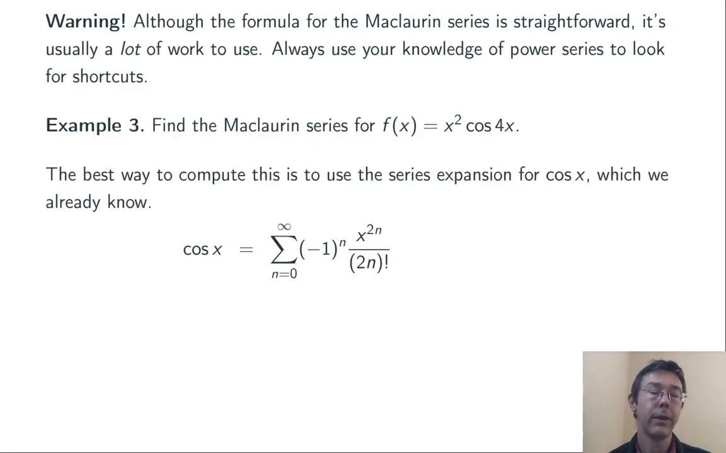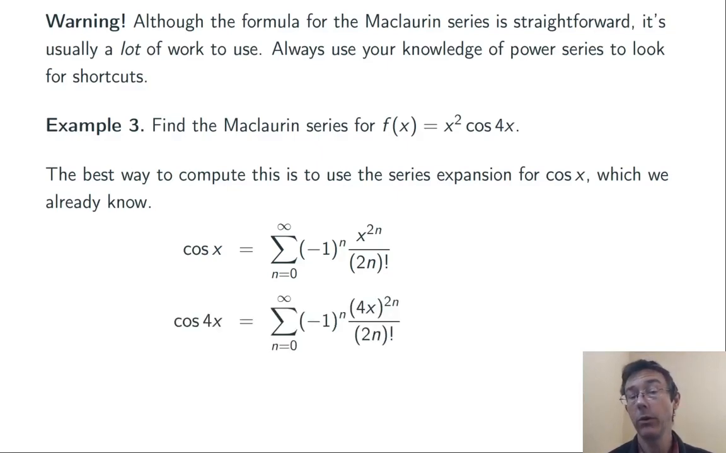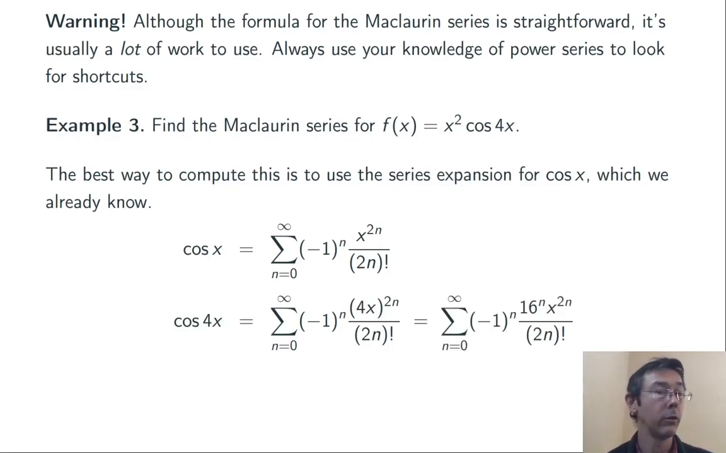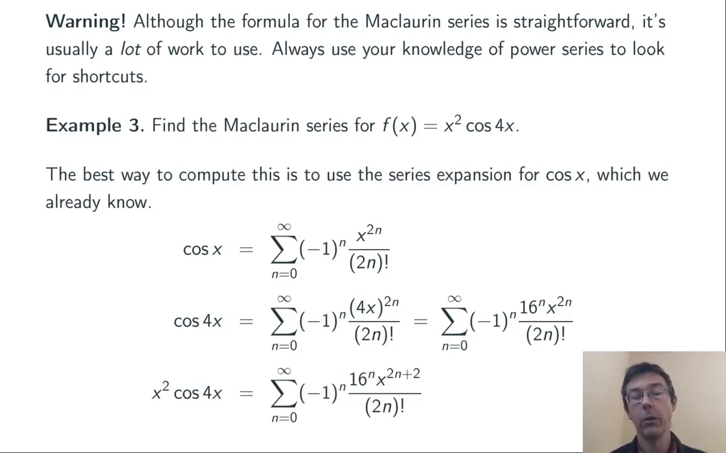Instead, let's use the fact that we know the Maclaurin series for cosine of x already. Here it is. Let's take out x and replace it with 4x and simplify that a little bit. So this is the Maclaurin series for cosine of 4x. Now I want to multiply by x squared. That means on the right-hand side, increasing the power of x by 2, hence the x to the 2n plus 2. There's the Maclaurin series for x squared cosine of 4x, with almost no work whatsoever. The radius of convergence here is still going to be infinity.